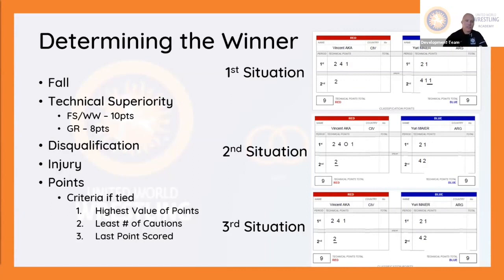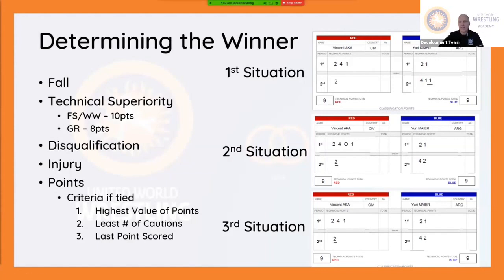So I think it's important, as a referee and as coaches as well, that you know how the criteria is determined and the order for the criteria. Simply, if it's tied, we start with the highest value of points first. So that's most 5s, most 4s, most 2s. Whoever has more of the higher points would be the winner. If those points are tied, the next step is the least number of cautions. And the last one is last point scored. So if everything is tied, then it goes to last point scored.